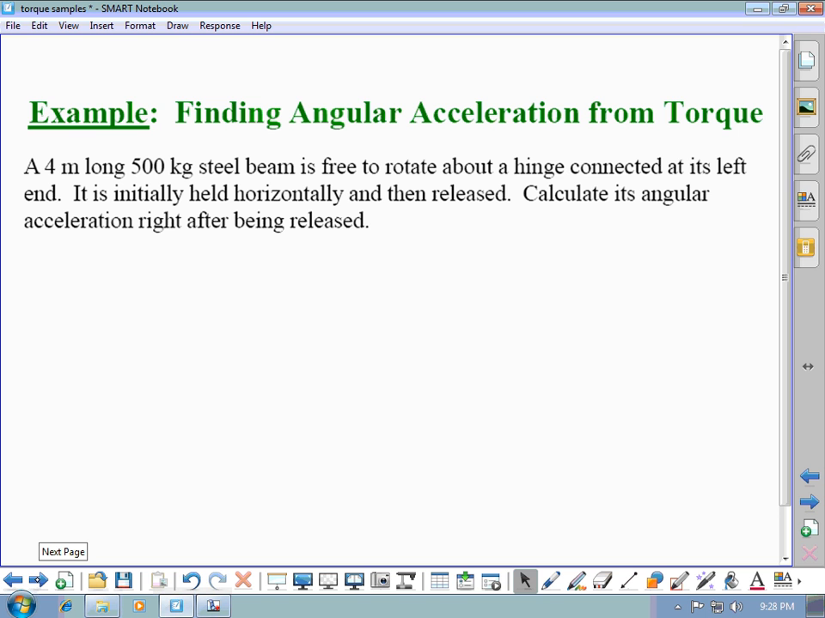Okay, so I want to return to that beam. So that 4-meter long, 500 kilogram steel beam is rotating around a hinge connected at its left end. So it's a different setup than we had before. It's still that same beam though. So we have this beam, but now there's a hinge that's connected at its left end. And initially it's held horizontally and it's released. And I want to find its angular acceleration right after being released.